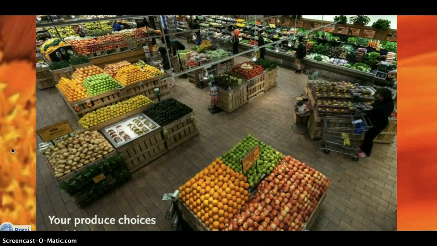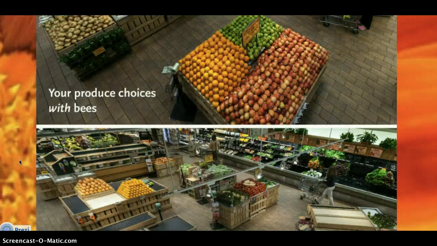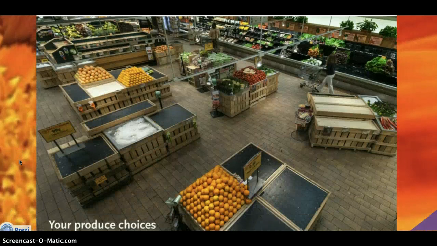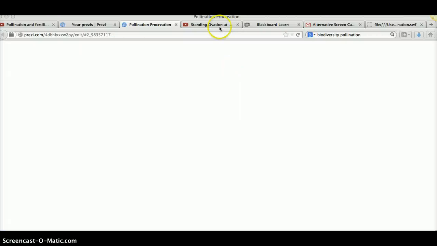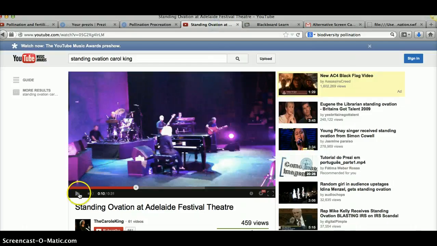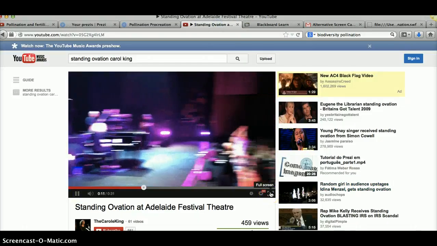And here we have the produce section of our grocery store, and you can see all the choices that you have with bees pollinating your crops, but let's look at the same produce section without bees fertilizing your crops. You can see that you have a lot less choices. So I don't know about you, but I'll take bees and pollination any day. In fact, let's have a standing ovation for pollination.